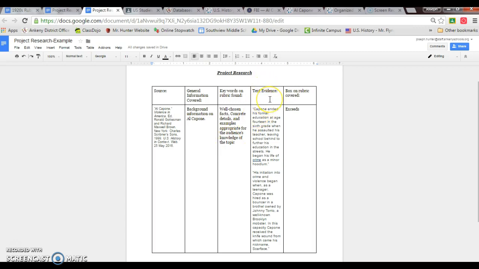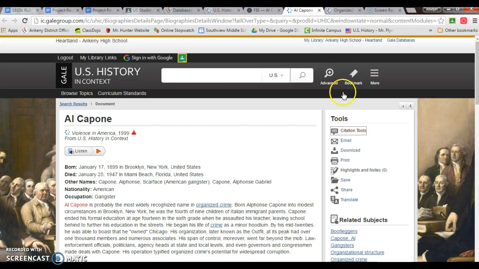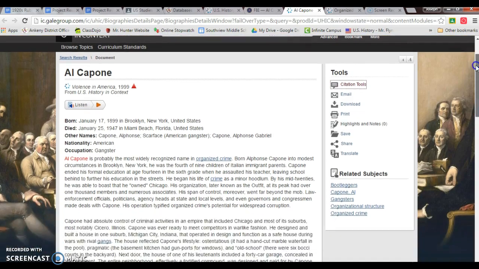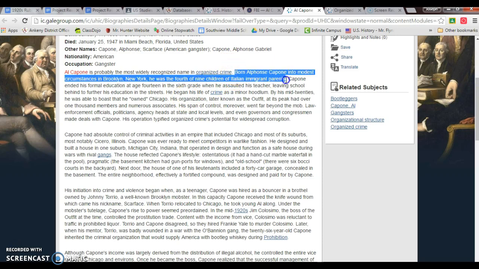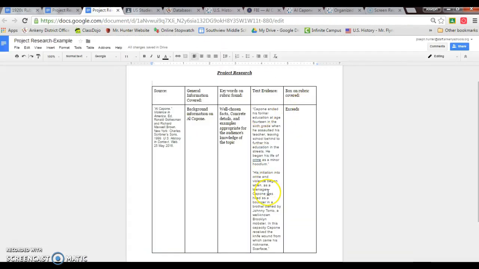The next thing I need to do is find text evidence. Okay, so this is when I go back into the source and I am going to find word for word text evidence that I really want to use in my project. So I'm going to go in here and copy and paste maybe a sentence, maybe a sentence or two. I would highly recommend not to do a paragraph, but you're going to copy and paste those important details, and I have done that in here.